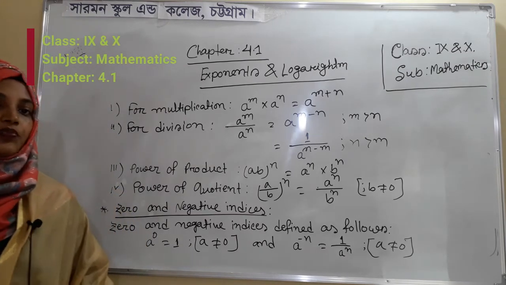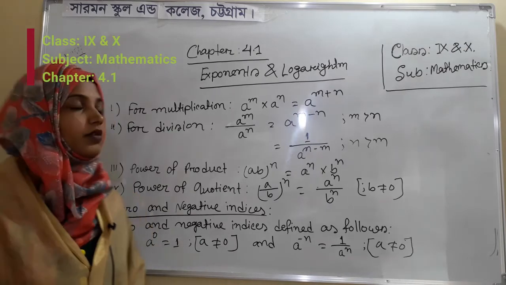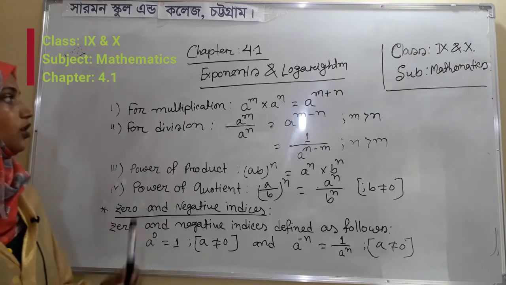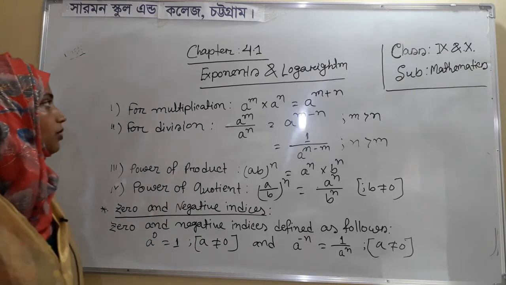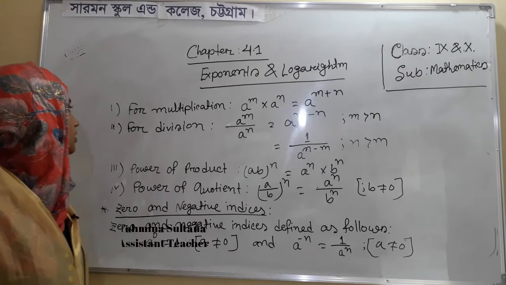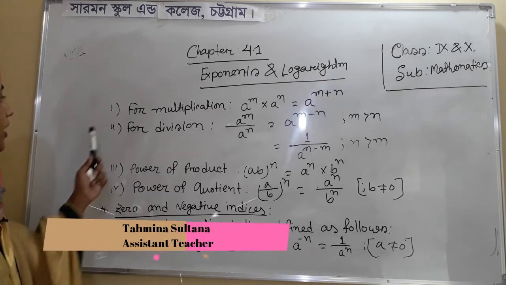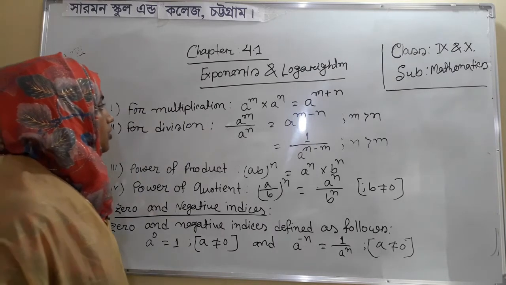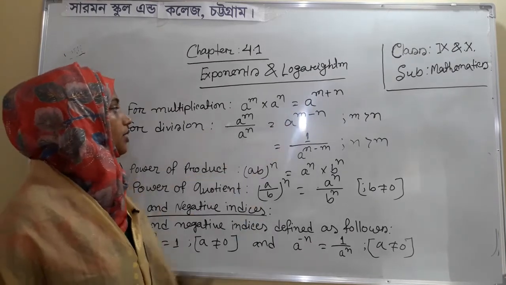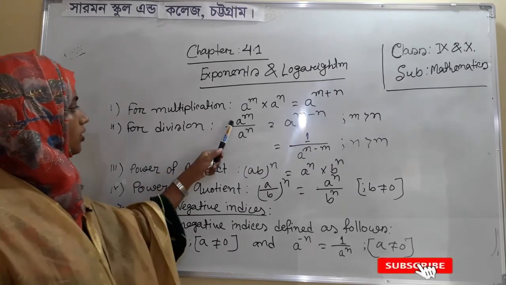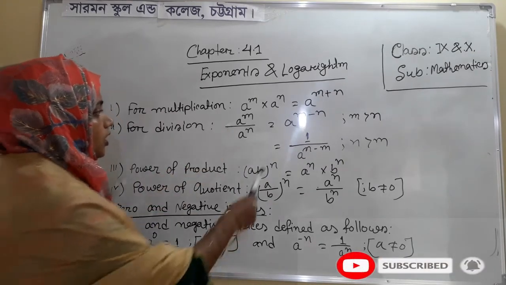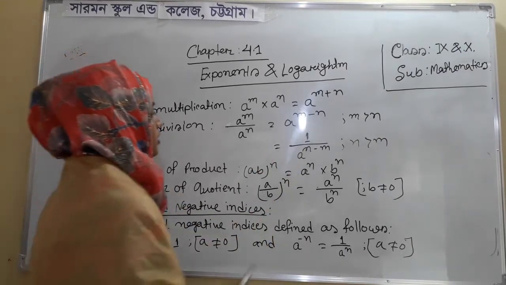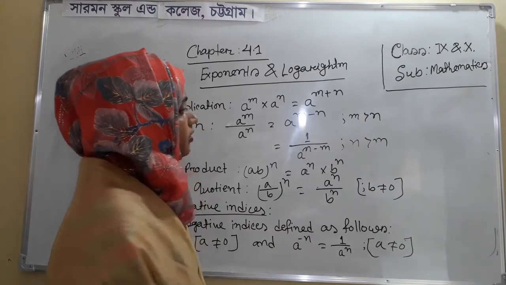Today we are going to solve the problems of chapter 4.1, exponents and logarithm. To solve the problems of exponents, we have to know some formulas. For multiplication, a to the power m into a to the power n equals a to the power m plus n. For division, a to the power m divided by a to the power n equals a to the power m minus n when m is greater than n, and 1 by a to the power n minus m when n is greater than m.